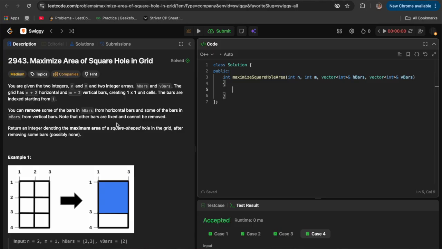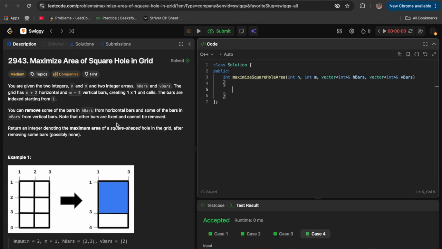You are given two integers n and m and two integer arrays, hBars and vBars; that's the array names. The grid has n plus 2 horizontal and m plus 2 vertical bars. So basically the first one and last one we have to assume for horizontal, and for vertical also.